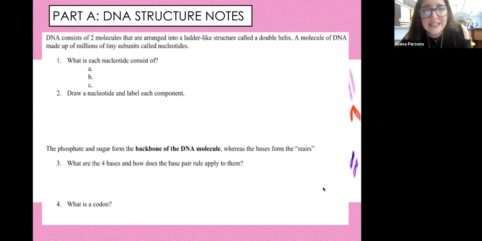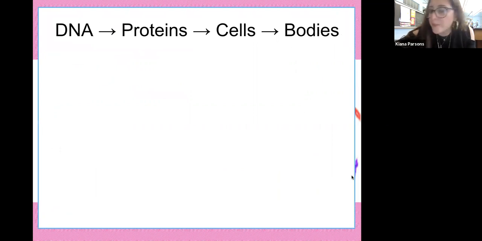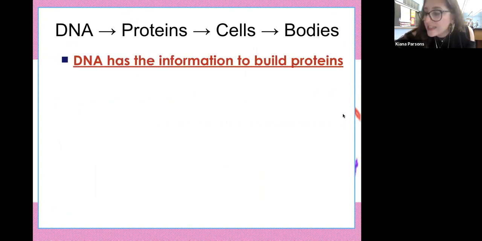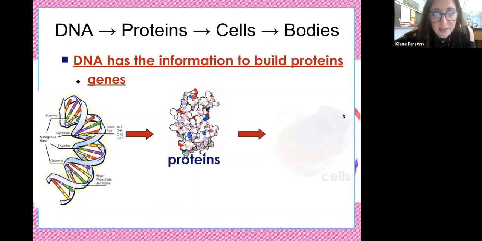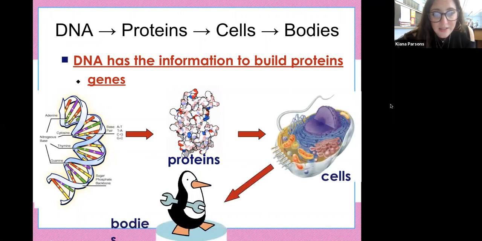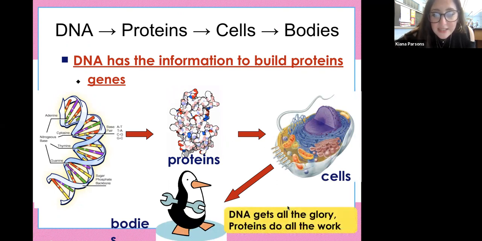So part A, DNA structure notes. DNA has the information to build from DNA to proteins to cells to bodies. So DNA has the information to build proteins. How do the proteins do all the work? Genes, so the DNA has the instructions to build the proteins, build the cells, and the cells build the bodies. DNA gets all the glory, but protein does all the work.